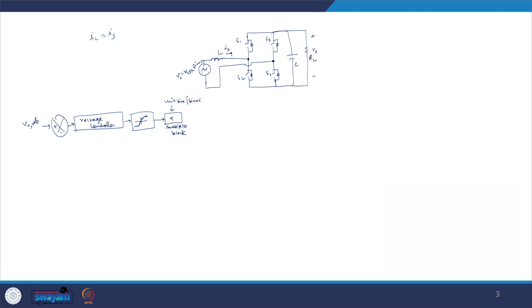Generation of this unit sine omega t is critical in order to ensure that the current drawn from the source has the same frequency component as that of the line frequency and also has unity power factor operation. It is because our grid voltage has small variations in frequency around the nominal value, that means 50 hertz or 60 hertz, and also has harmonics in it.